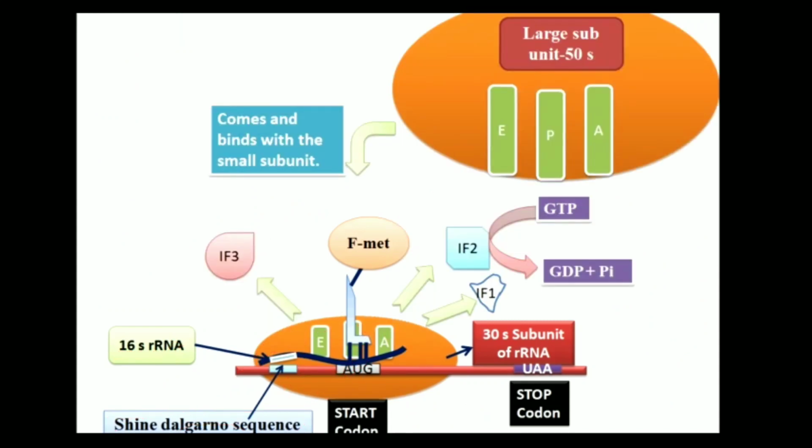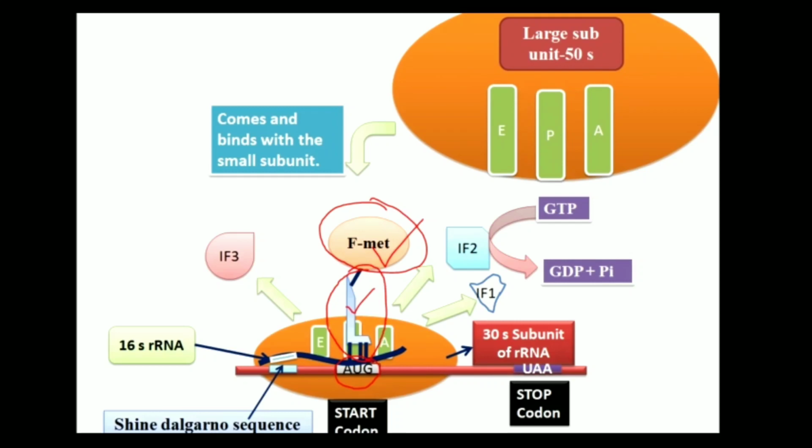So in the next step you will see here that as soon as the start codon is found here, the formylated methionine will come and bind with the tRNA. This is the tRNA and this is the formylated methionine.